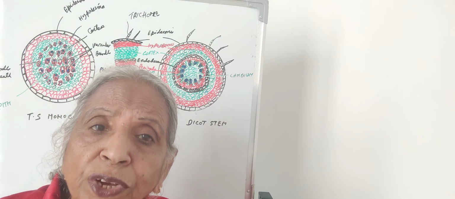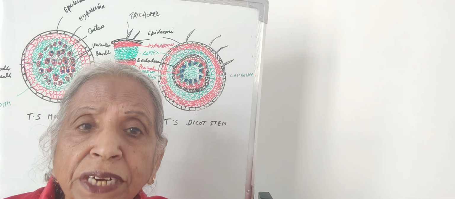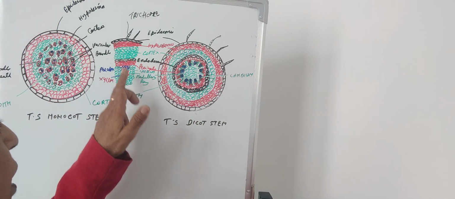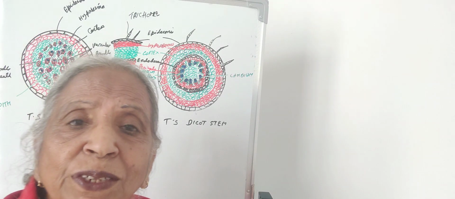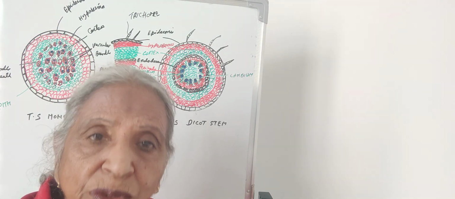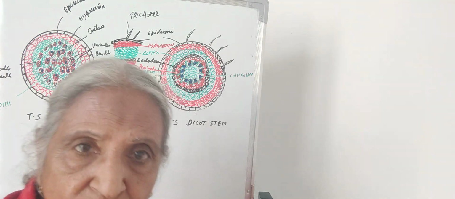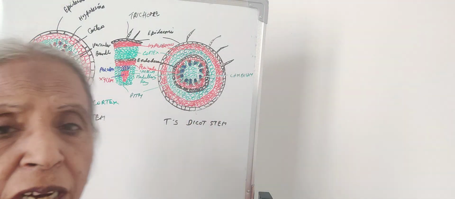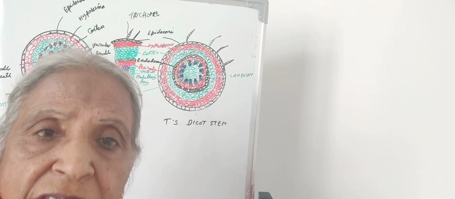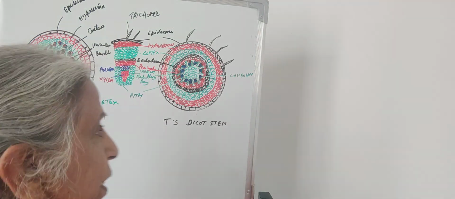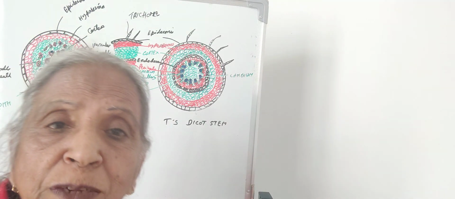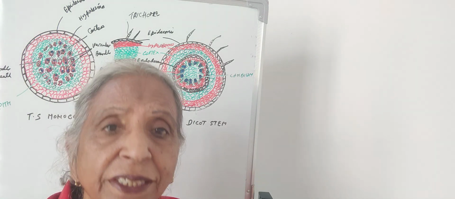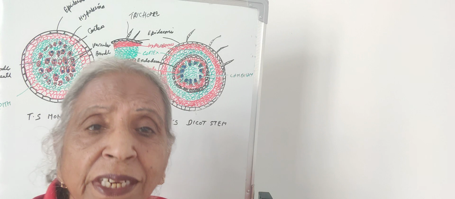In this case, phloem and xylem are present at the same radius, at the same level. Such type of bundle is called conjoint. In between the phloem and the xylem, there are meristematic cells which form the cambium. Such bundles, with xylem and phloem on the same radius, are called conjoint collateral.